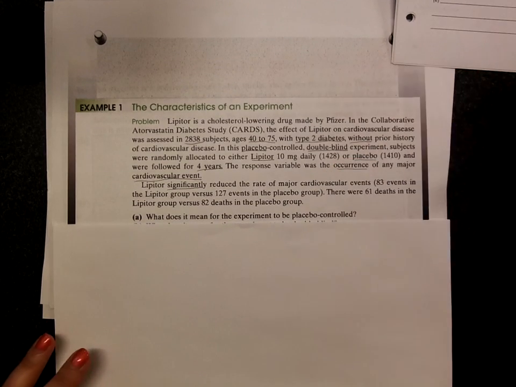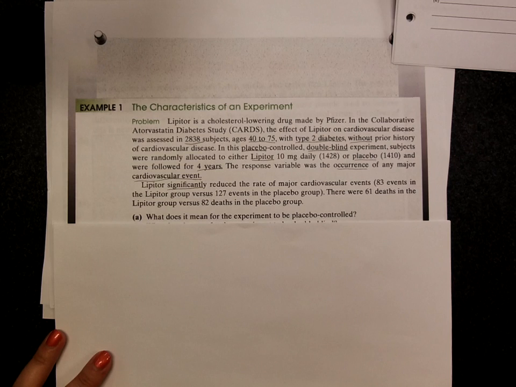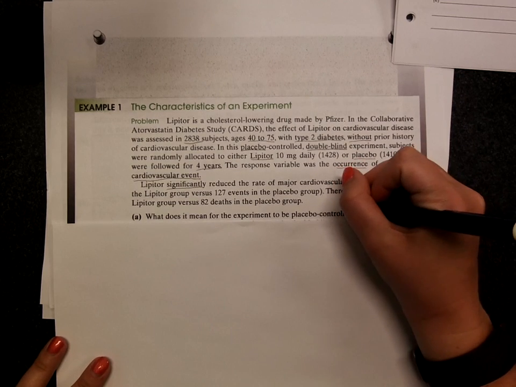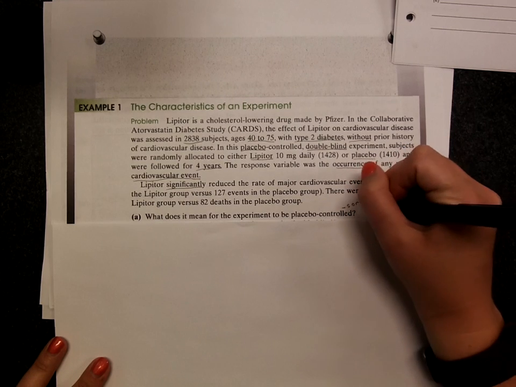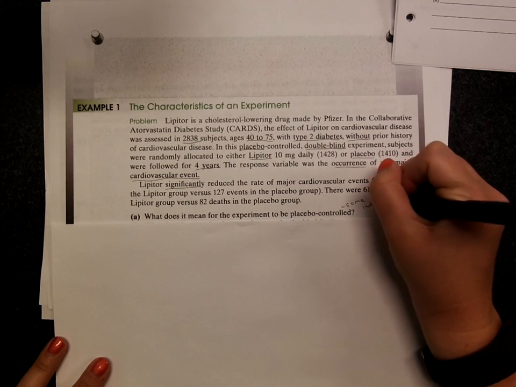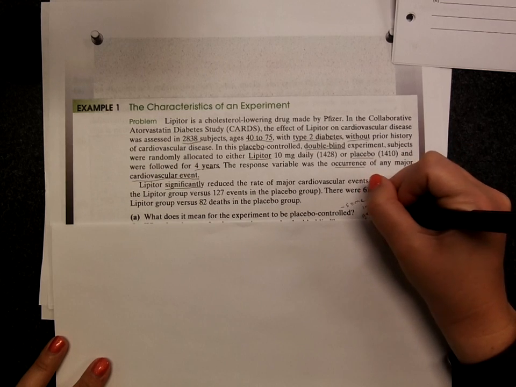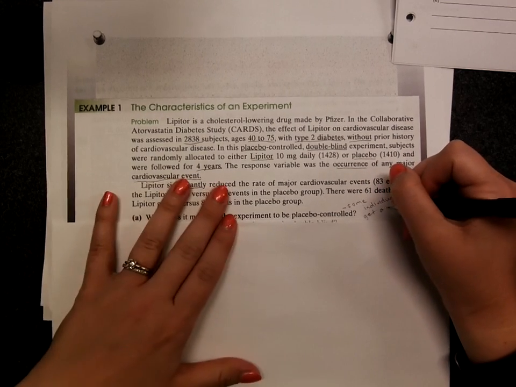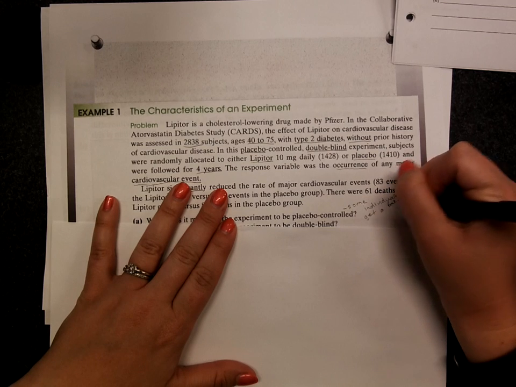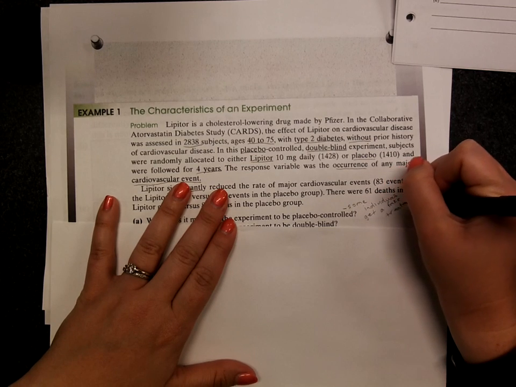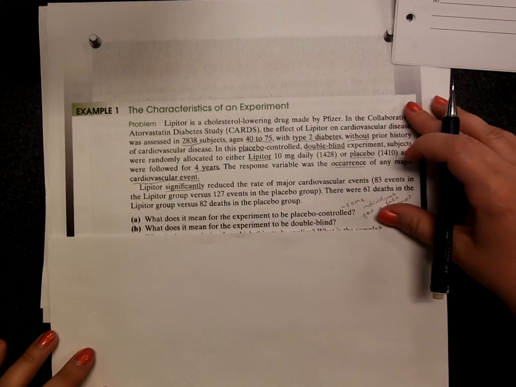And so, question A, what does it mean for the experiment to be placebo-controlled? That means that some individuals receive a fake treatment. And again, we only really have to do that for humans because we're the only ones that would know.